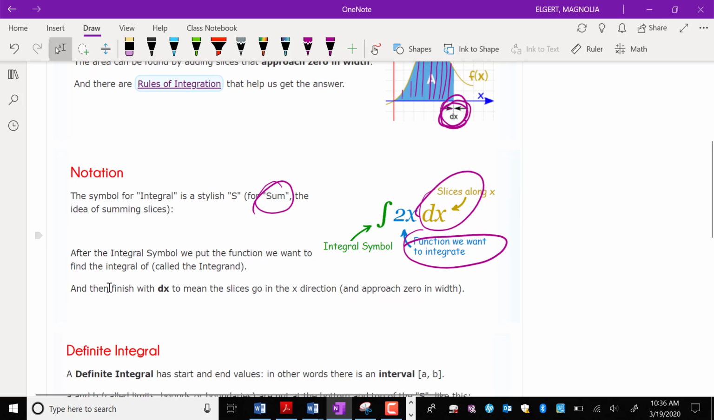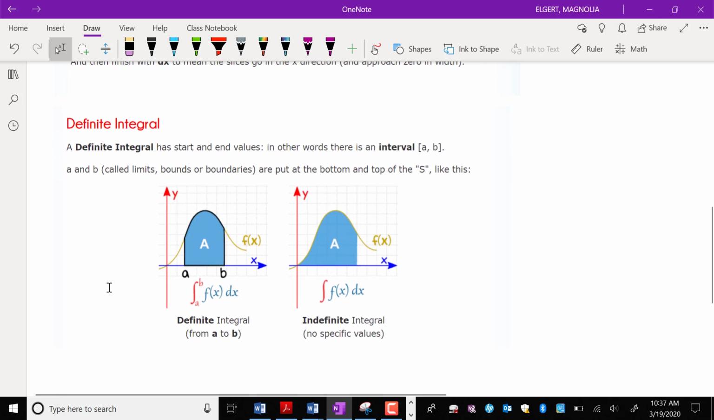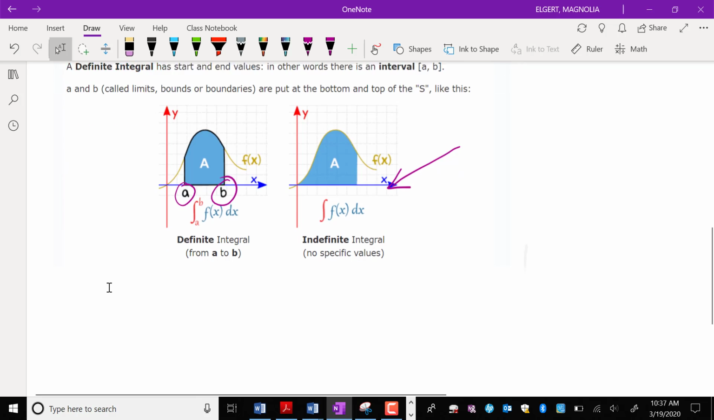After that, let's look down here. So the difference between indefinite and definite: a definite integral has start and end values. See here where I have a and b? Here is our indefinite, which we've done. There's no end values. So these end values, you can call them limits, bounds, boundaries, interval. I use the word interval a lot. So the interval between a and b, what is this area? And we're going to look at what happens when we change that interval, things like that.